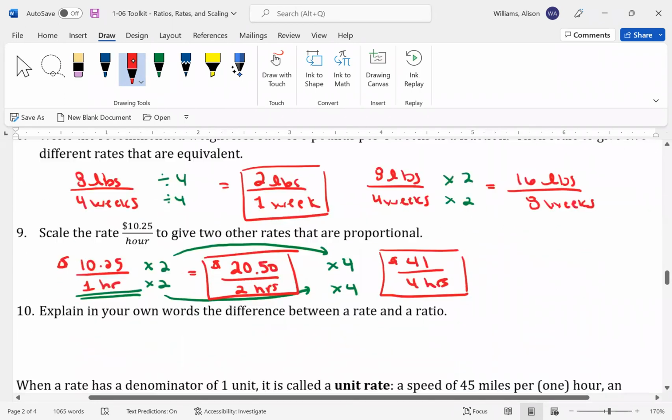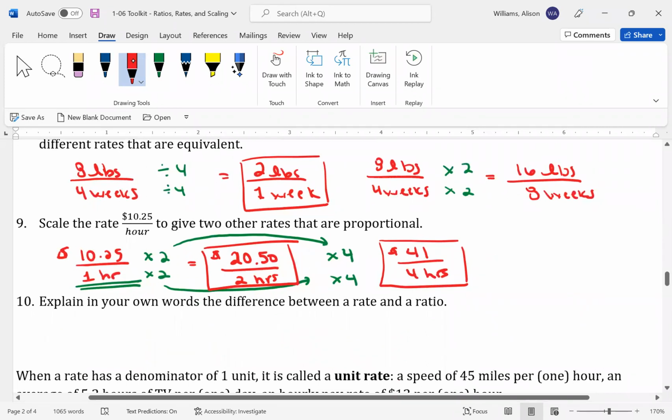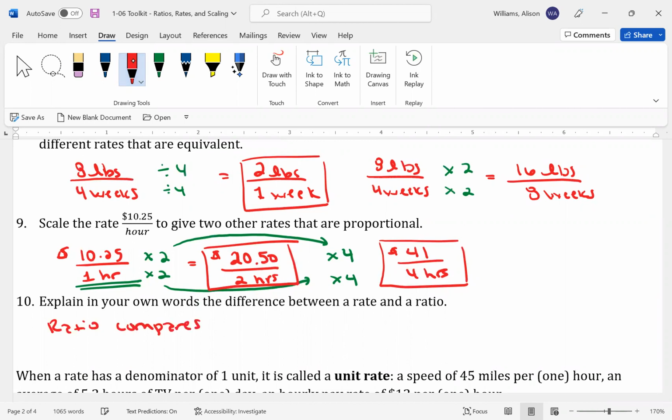So what's the difference between ratio and rate in your own words? Okay, so in my own words, I kind of think of it like this, and you could say it differently if you'd like. This is up to you. For me, a ratio compares like units. But a rate compares different units. That's how I'm going to say that.